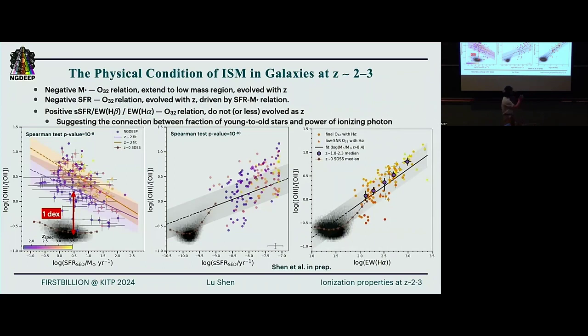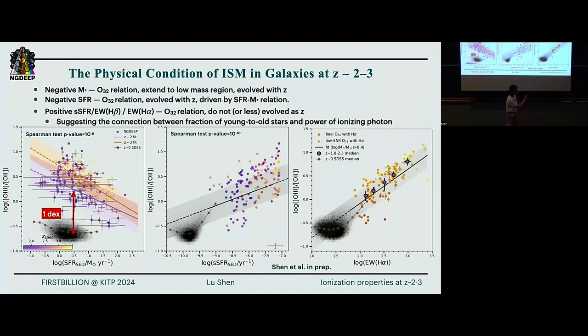We also compare the O3-2 ratio versus specific star formation rate and H alpha equivalent width, shown on the right plots. We see a strong, significant relation between the O3-2 ratio and the specific star formation rate and H alpha equivalent width. But when we compare with low redshift galaxies, we don't see a very different relation at fixed specific star formation rate or at fixed H alpha equivalent width.